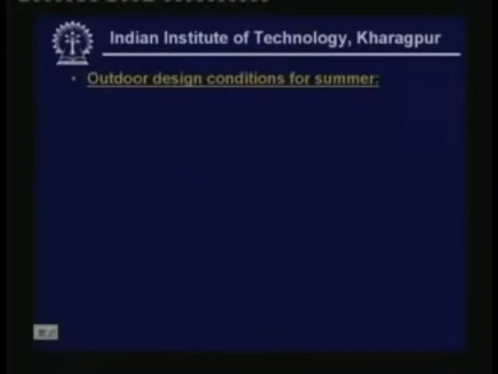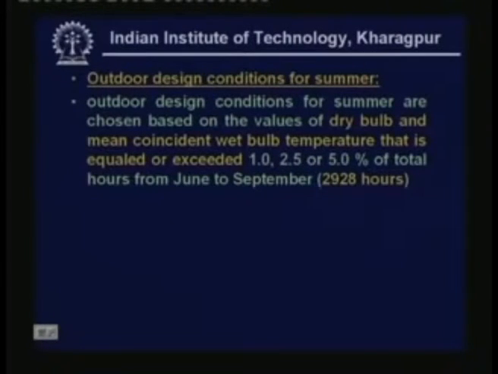So, there must be some other criteria for fixing the outside design conditions. So, let us look at these criteria. First, let us look at outdoor design conditions for summer. Outdoor design conditions for summer are chosen based on the values of dry bulb and mean coincident wet bulb temperature that is equaled or exceeded 1%, 2.5% or 5% of total hours from June to September. From June to September, the total number of hours will be about 2928 hours.